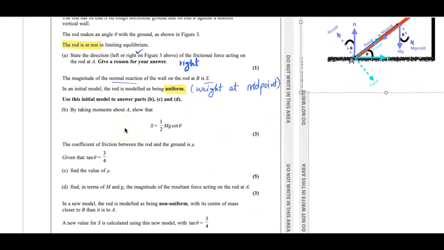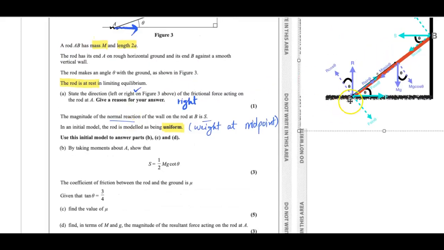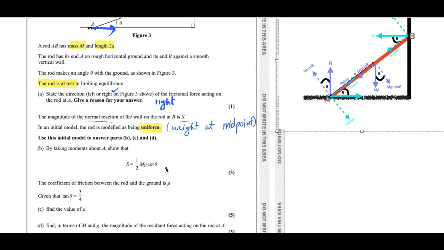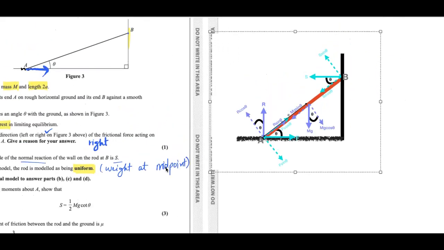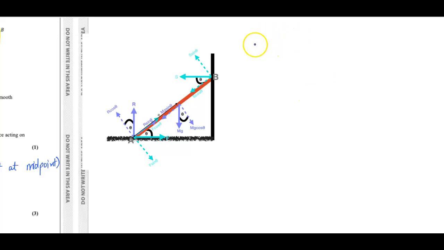What it says: by taking the moment about A. A is this point over here. We have A over here, and by taking moments about A, we have to show that S is half mg cot theta. Okay, so moment is nothing but force times perpendicular distance. So let's take the moment about A. So we are going to take the moments about A. Okay, so A is this point.